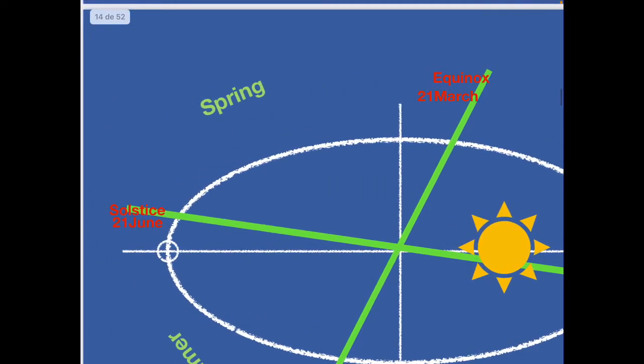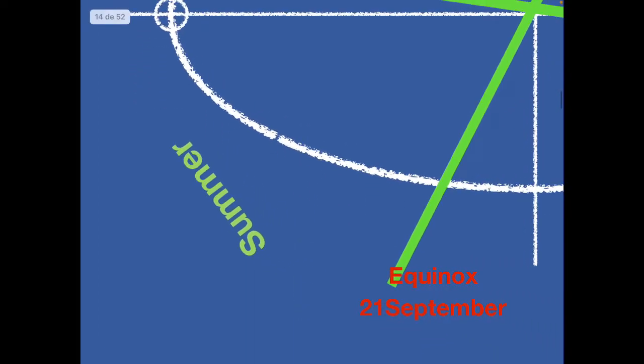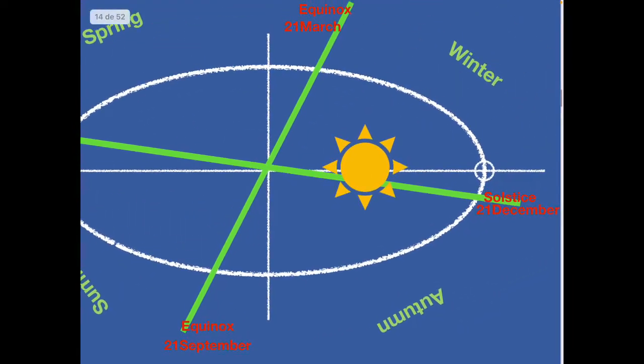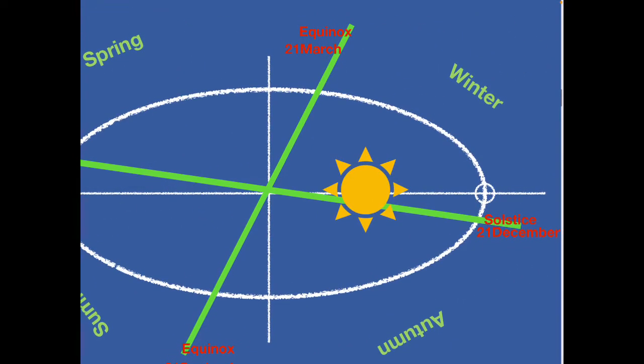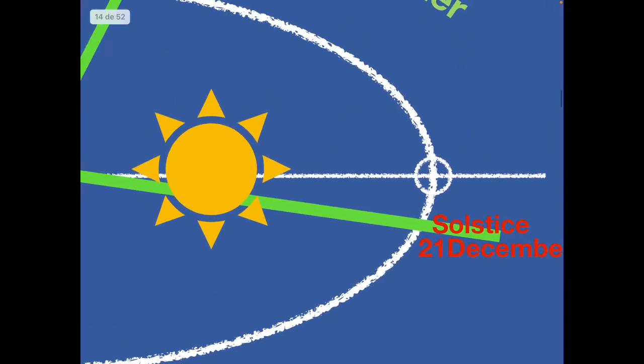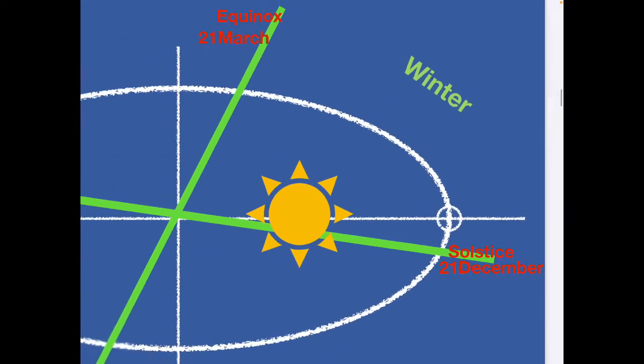Then we move on to the summer, and the solstice of summer is going to be on the 21st of June. The equinox of autumn is going to be the 21st of September, so we have just passed through this equinox. And finally, the solstice of winter, in which we are going to be moving towards winter, is going to be the 21st of December.